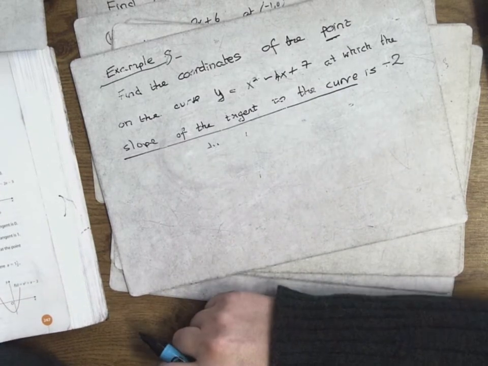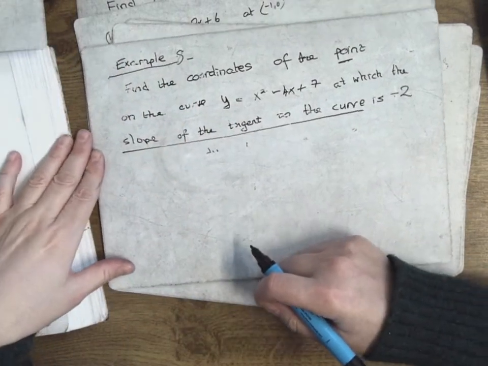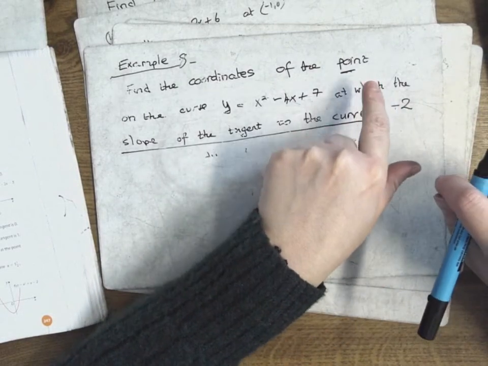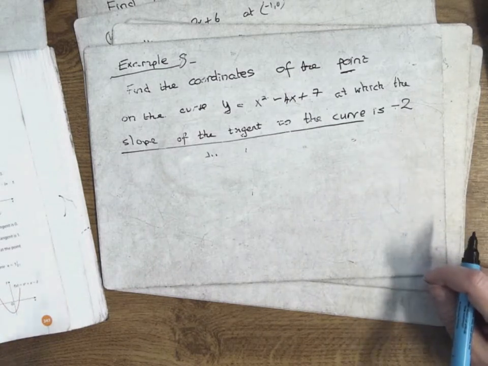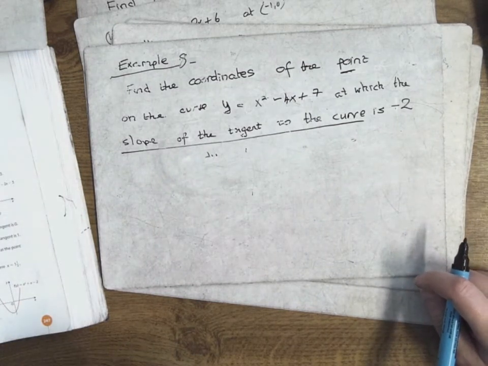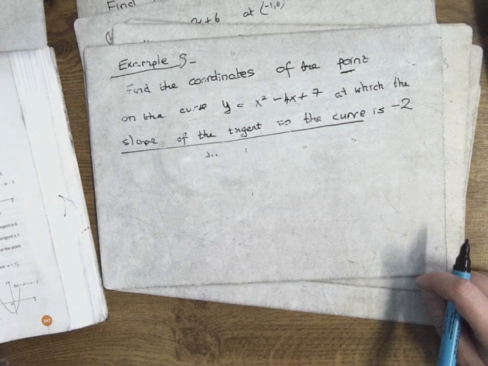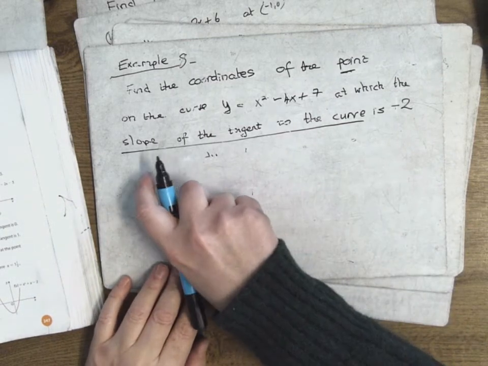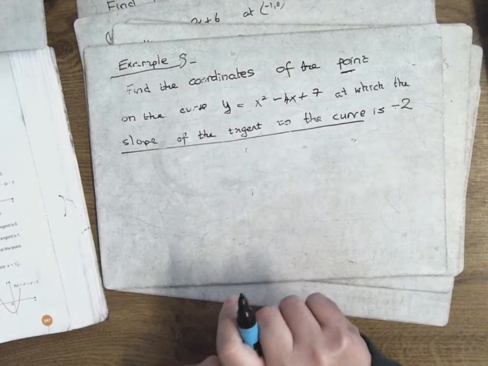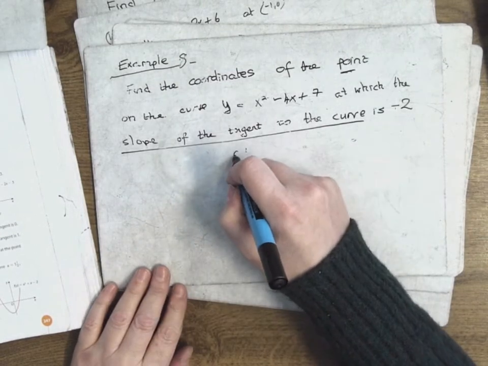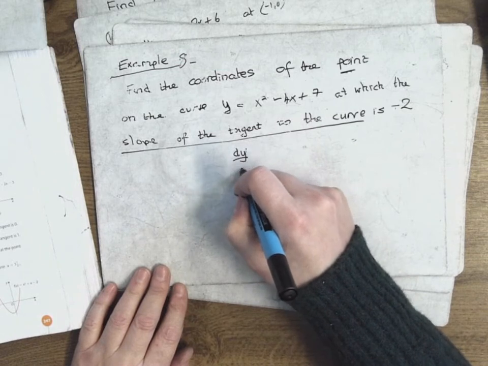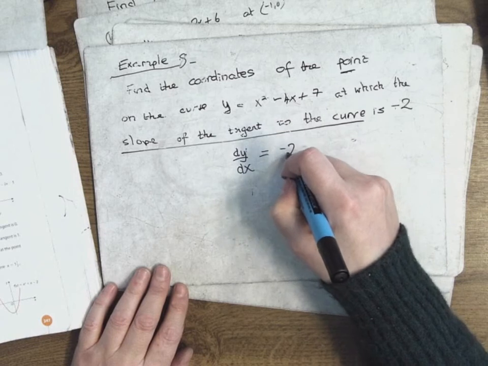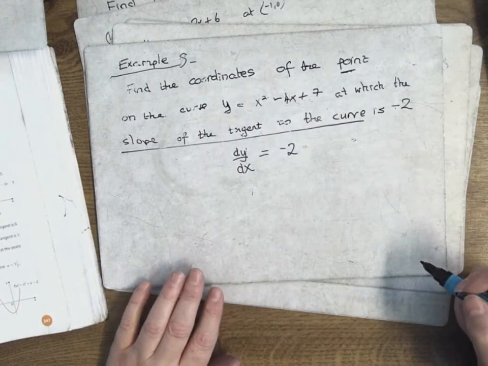Okay, so again, I'm asking you to work backwards. So this time I'm telling you what the slope is, and I'm asking you for the point. Up to now, I've been giving you the curve and the point and saying, find me the slope. Now I'm saying, here's the curve and the slope. Find me the point. So when I see these words written together, the slope of the tangent to the curve, I read that as dy dx. So dy dx is minus 2.